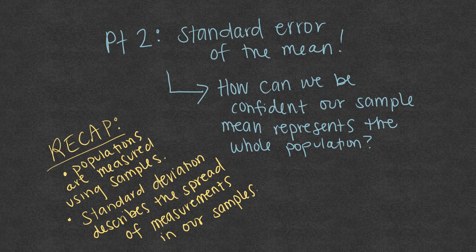That's it for this video. Just to recap, we learned that populations are measured using samples and that the standard deviation describes the spread of measurements in our samples. Stay tuned for part 2 of this series where we learn about standard error of the mean and talk about how we can be confident our sample mean represents the whole population.